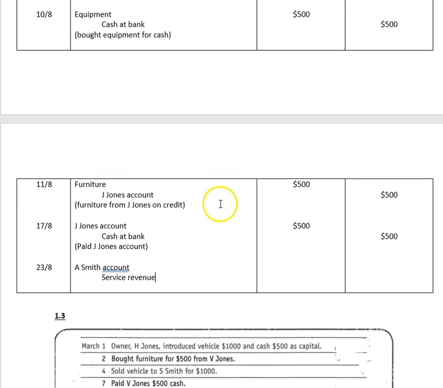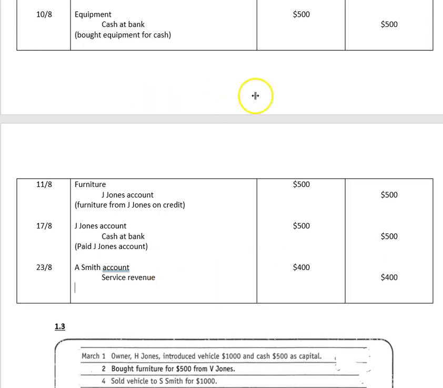Just going to scroll down. I've got it in front of me, so I'll just read it out as we go. So A. Smith account was $400. He owes us $400 for the services that we performed and supplied services to A. Smith on credit.